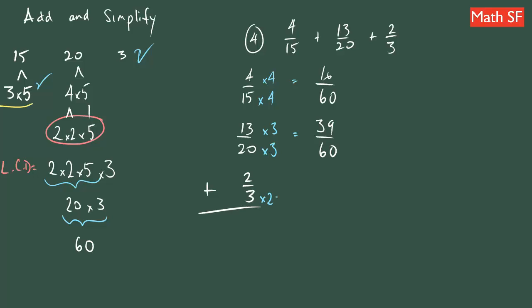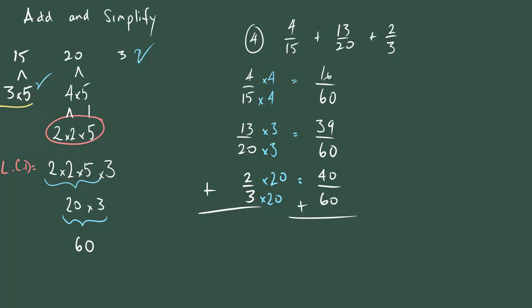I will do the same thing with the 3. 3 times 20 is 60. Then 2 times 20 should be 40. And 40 over 60. See that now they have the same denominator. They all have 60 as the denominator. Therefore, you add the numerators. You add 16 plus 39 plus 40.